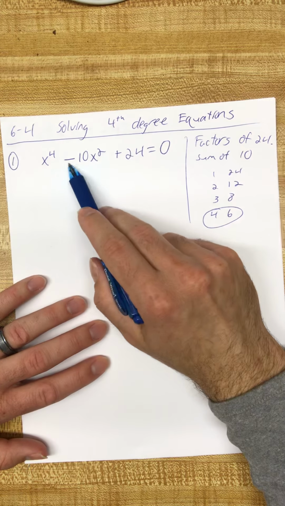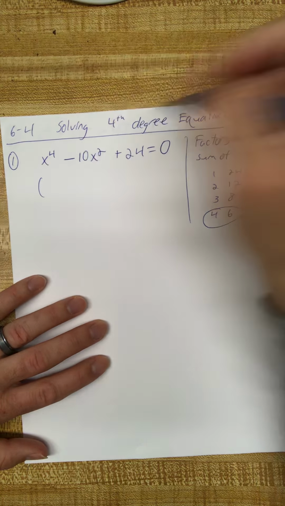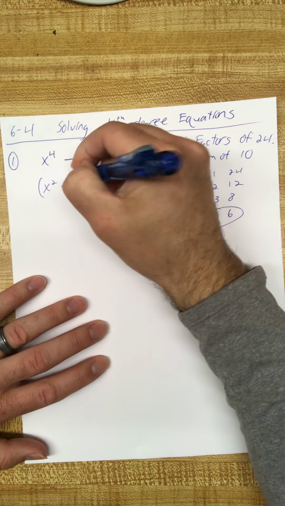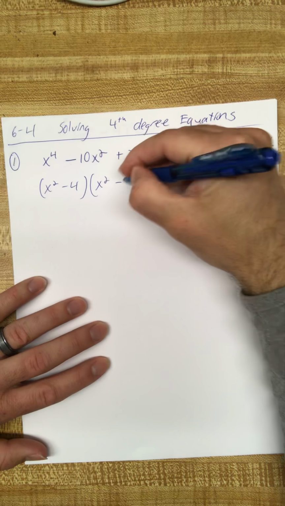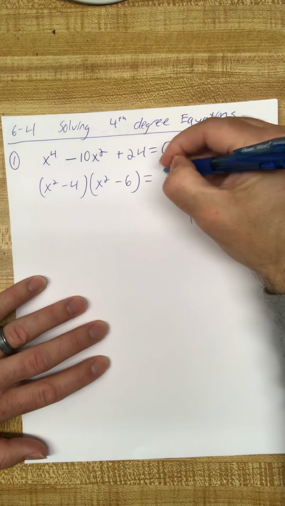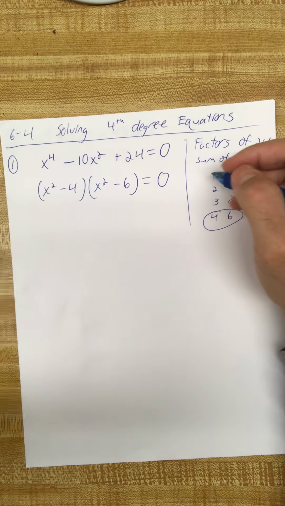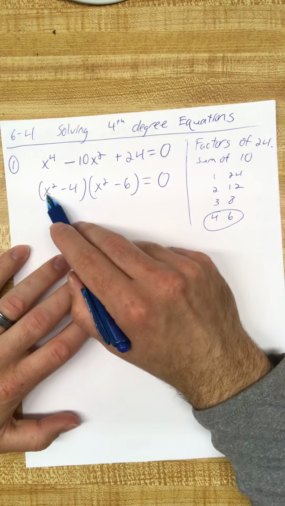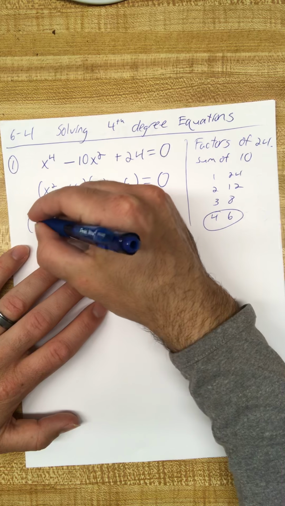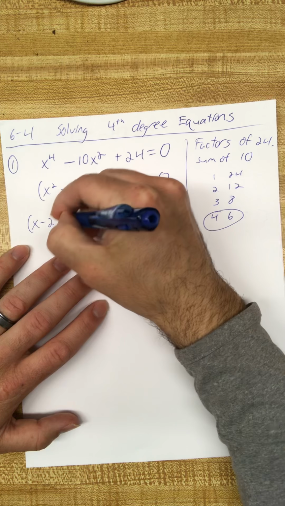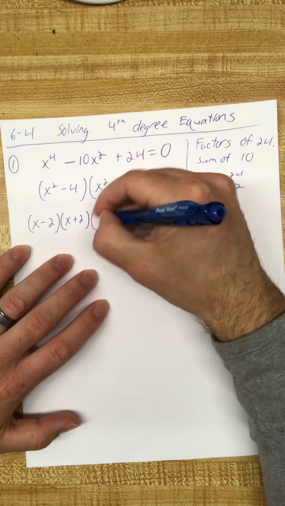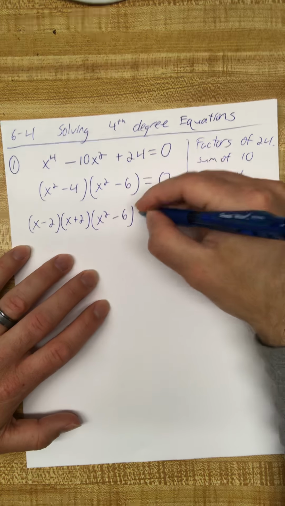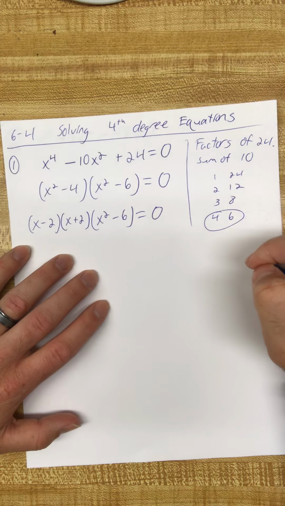Alright, and we need a negative 10, so we got to write it as x squared minus 4, and then x squared minus 6 equals 0. Alright, so next up then, we can factor this one, x squared minus 4. We can factor into x minus 2 times x plus 2. We still have the x squared minus 6, don't forget about that, equals 0.